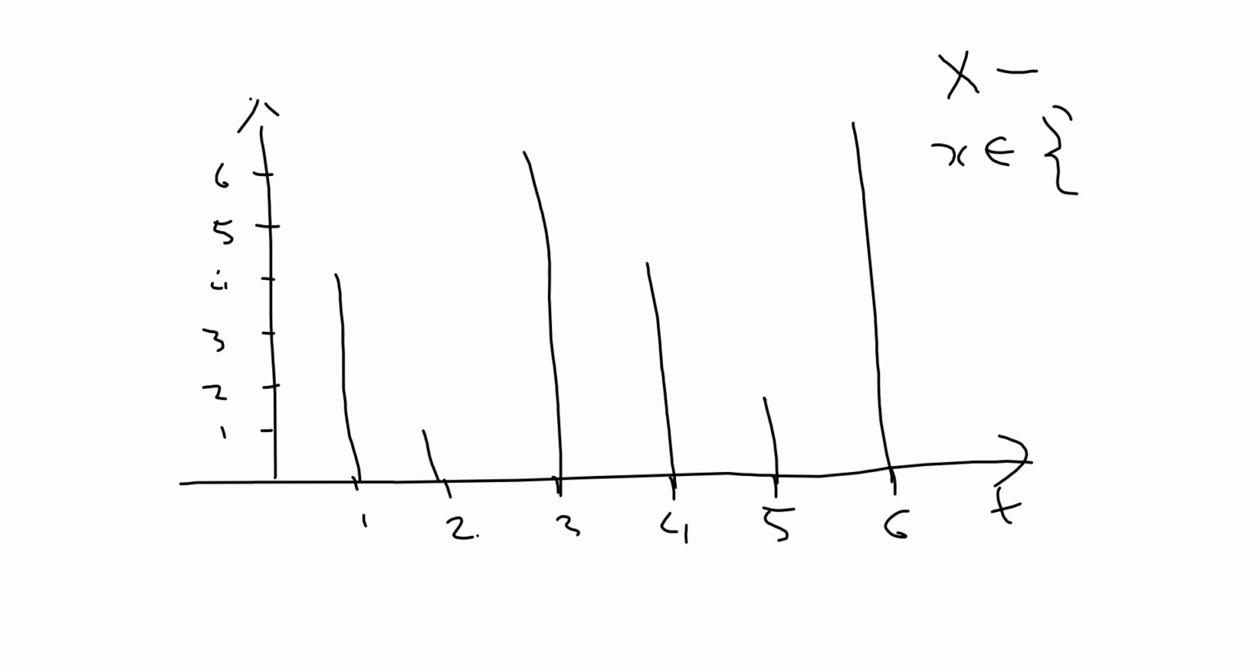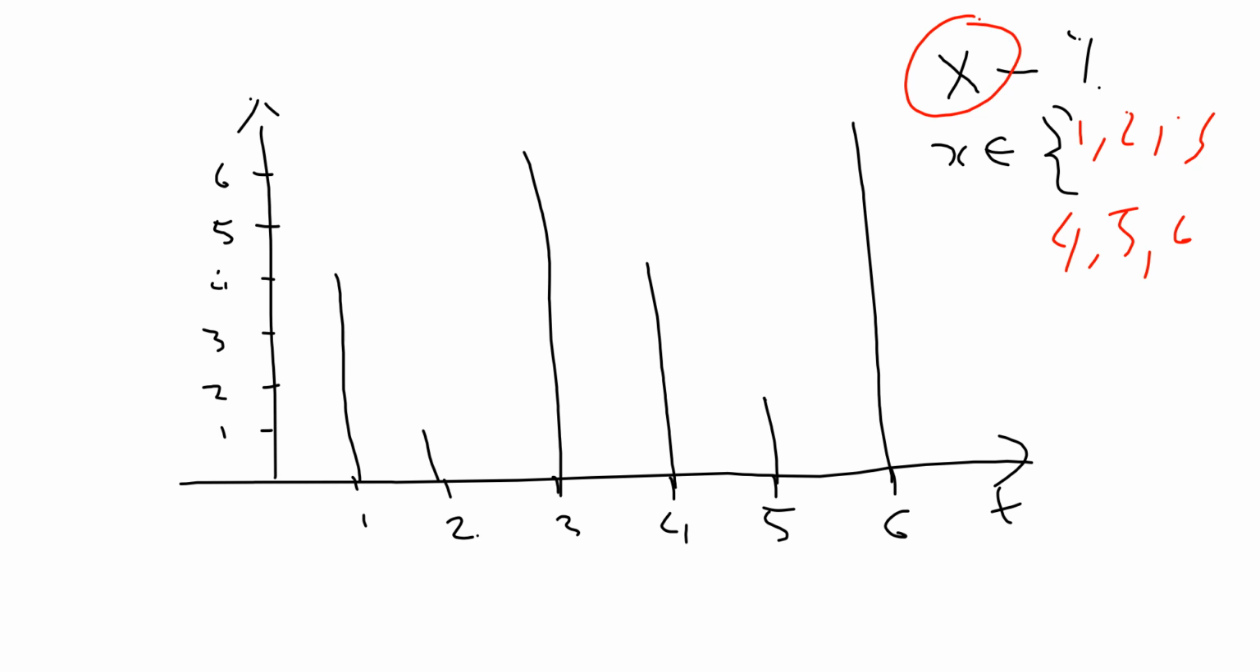Now what is x actually? X is the random variable. What is the random variable? It is the outcome of throwing a die. So what are the elements in the set x? X consists of 1, 2, 3, 4, 5, 6. These are the elements in x. Is x a random variable? Yes, it is a random variable.